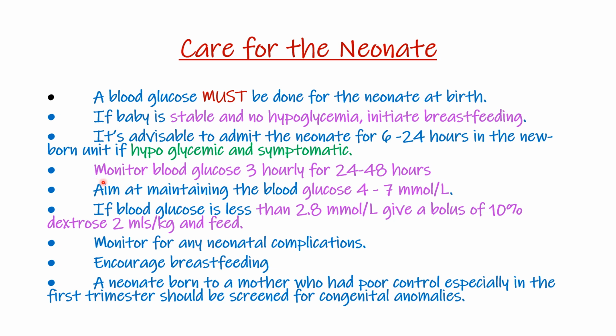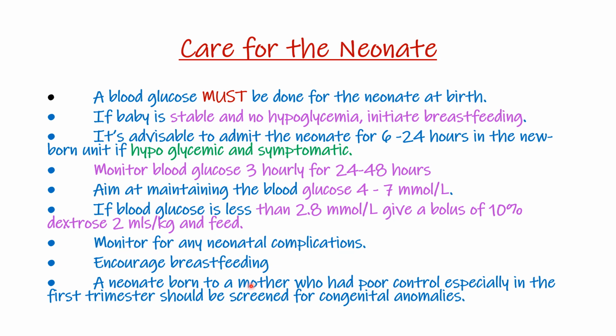And then you monitor their blood glucose 3 hourly for 24 to 48 hours. And your target is to maintain the blood glucose at 4 to 7 millimoles per liter. So if you have a case where you have hypoglycemia that is less than 2.8 millimoles per liter, then you give 10% bolus dextrose 2 ml per kg and advise the mother to feed. In addition to that, you also monitor any complication and encourage breastfeeding.